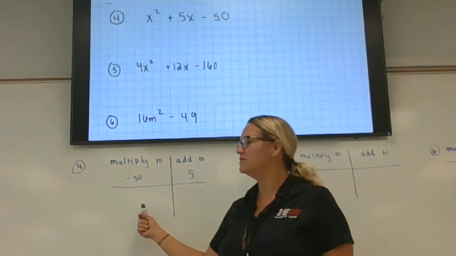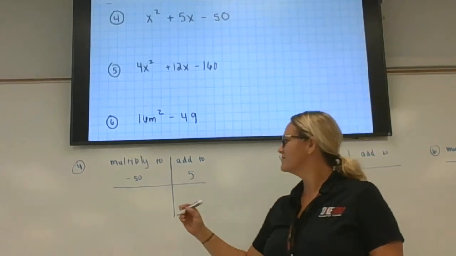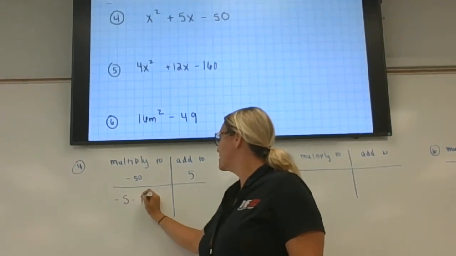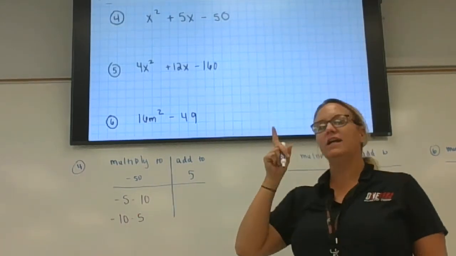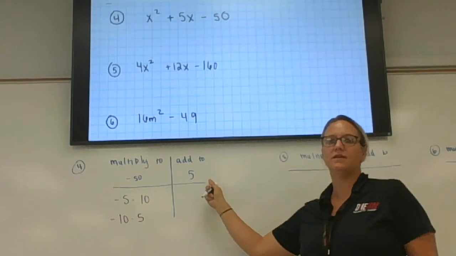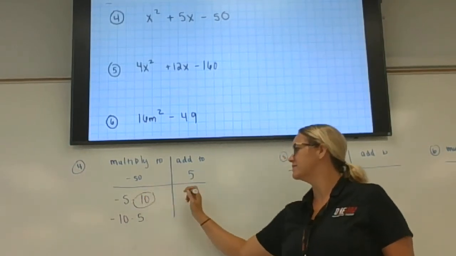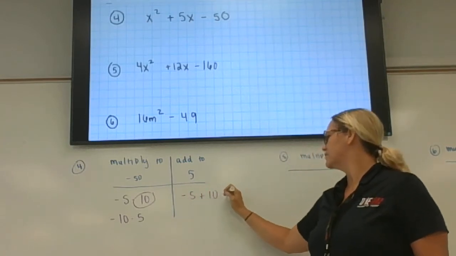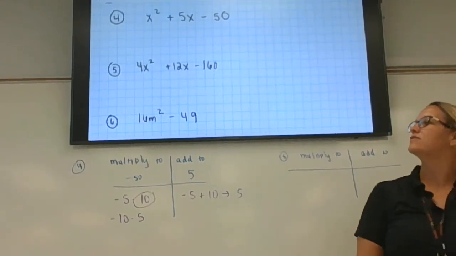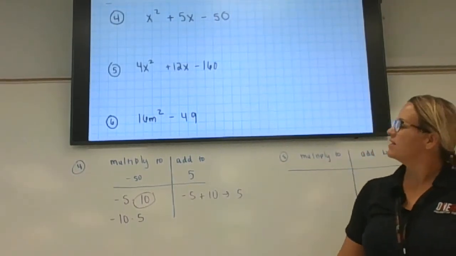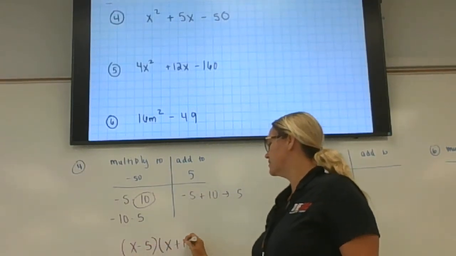Do it different. Okay. All right, Seth, let's do number 4. What multiplies to negative 50? Okay, one of these. So the hint I told you is if you're looking for a positive b, the bigger number that you're considering is positive. So we'll make the 10 positive. Negative 5 plus 10 is 5. Negative 5 times 10 is negative 50. So we have a minus 5 and a plus 10.